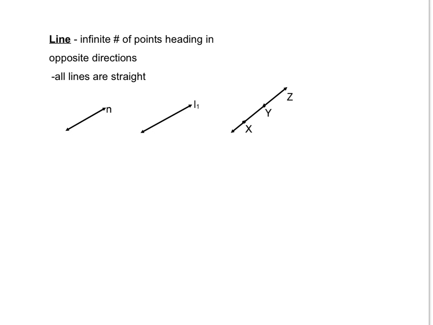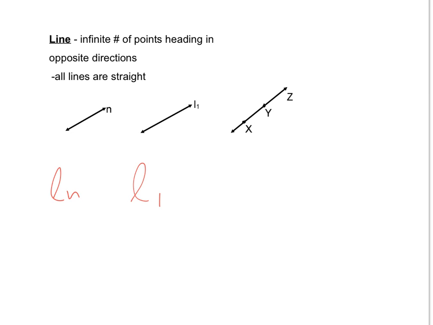We can name a line with a small letter, like this one here would be line N. We won't do that too often in class. You can name a line with a number. We'll do that sometimes, so this will be called line 1. And most often we're going to name a line with, yes, 2 points.